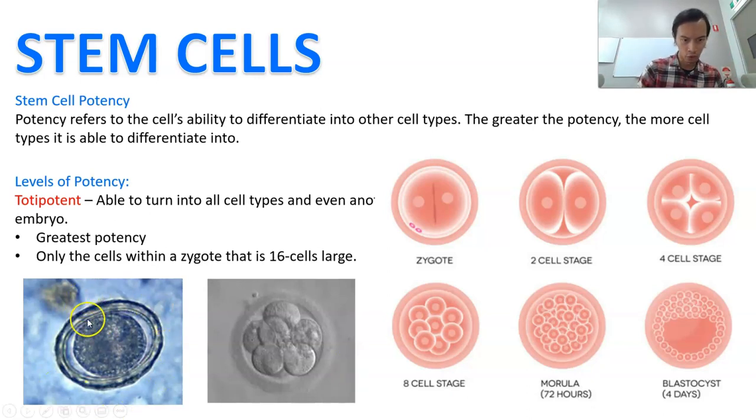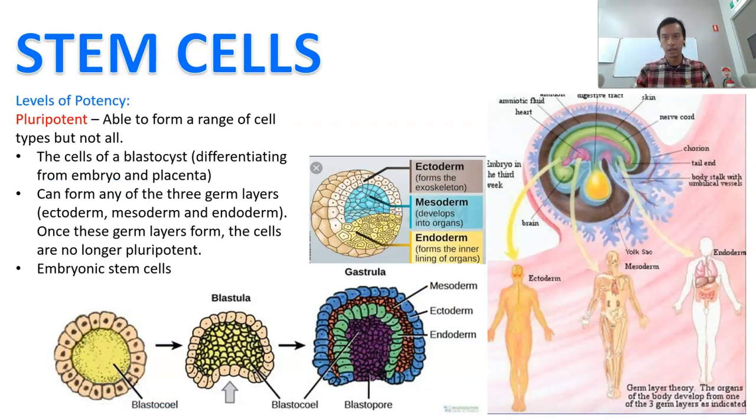Here's a diagram of your zygote, and here it is dividing and turning into an 8 to 16 cell clump, right? Now, after totipotent stem cells, we have what we call pluripotent, which can form a range of cell types, but not all, right? The cells of the blastocyst, which has now differentiated between the embryo and the placenta, will form what we call pluripotent cells, because they can turn into any of those germ layers in the body, right?